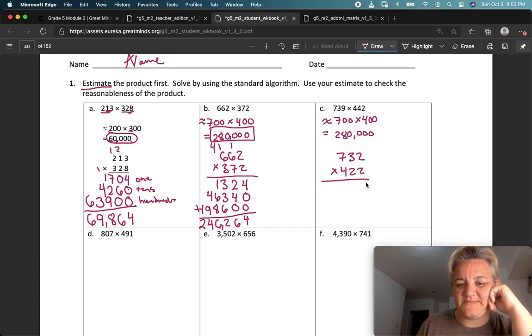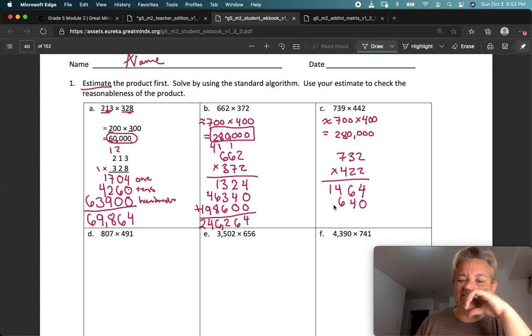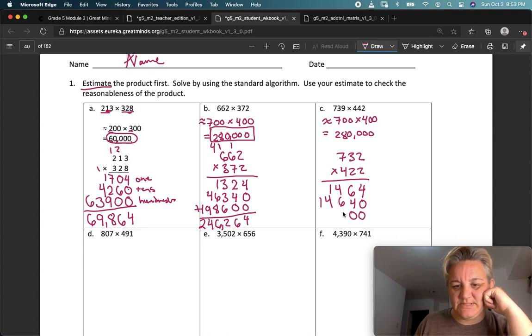multiply the ones first. 2 times 2 is 4, 2 times 3 is 6, 2 times 7 is 14. Now the tens, 2 times 2 is 4, 2 times 3 is 6, 2 times 7 is 14. Now the hundreds. 4 times 2 is 8. 4 times 3 is 12. Carry the 1. 4 times 7 is 28. Plus 1 is 29.